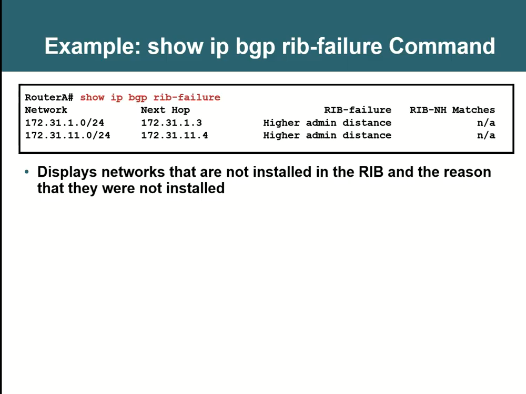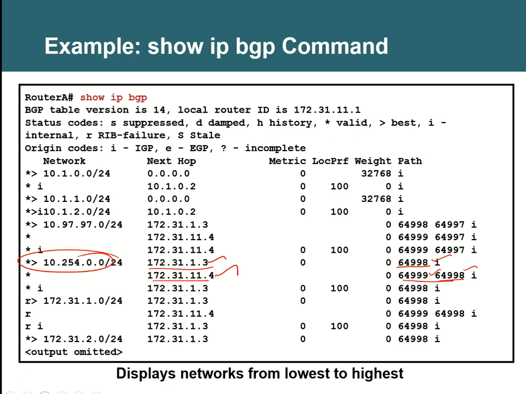Now, what is a RIB failure? If you see here, there is one R. R here means routing information base failure. What does that mean? It means that this particular network is given by BGP, also given by some other source, some other protocol, or it can be even a static route, with a better administrative distance.